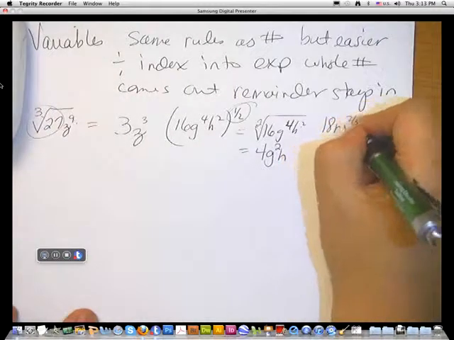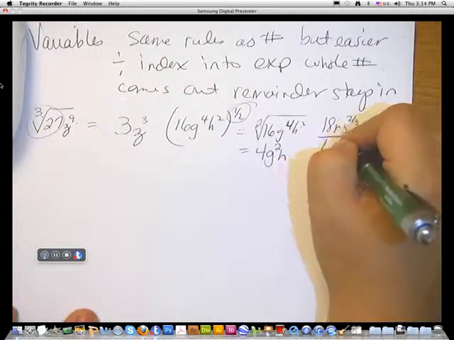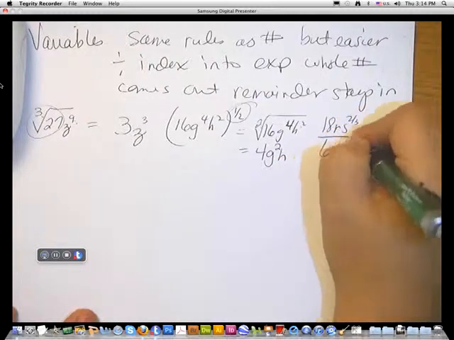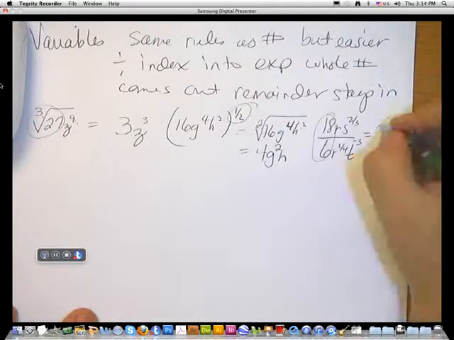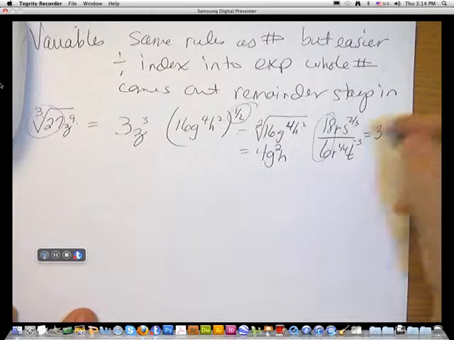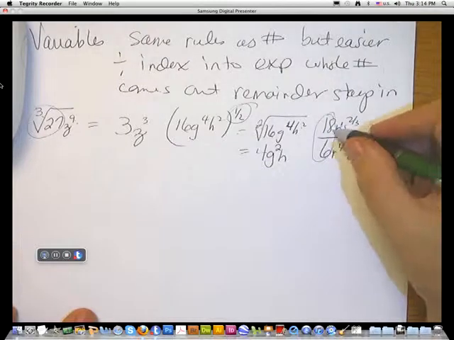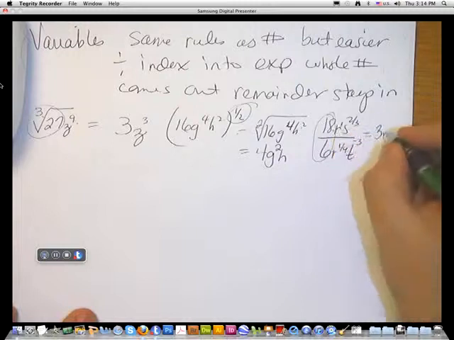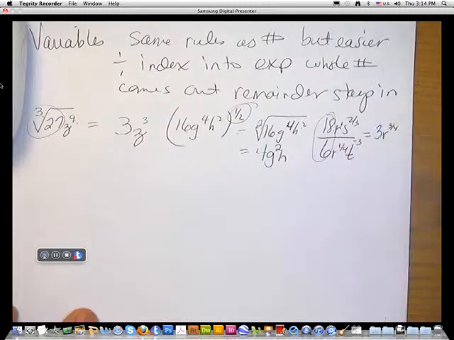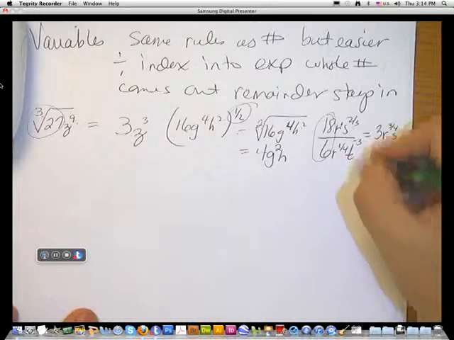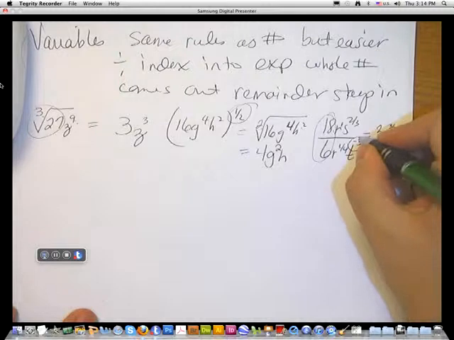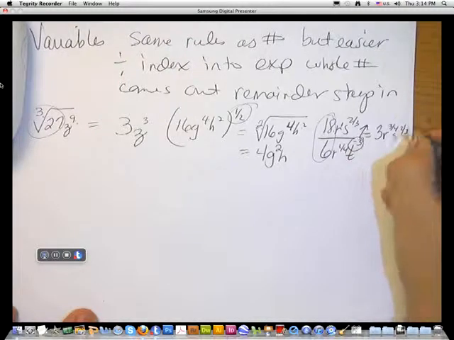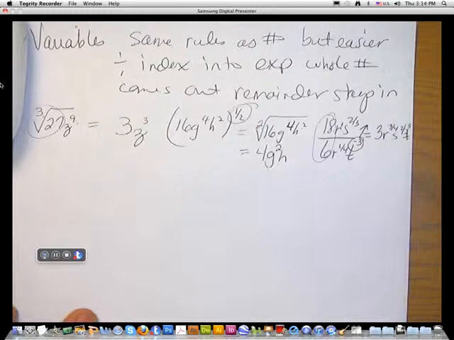18r s^(2/3) divided by 6r^(1/4)t^(-3). Well, 18 over 6 is 3. r^1 on top, r^(1/4) on the bottom. Bases are alike, you subtract your exponents, so r^(3/4). s has nothing else, so s^(2/3). And t, negative, cross the line, change the sign, t cubed.